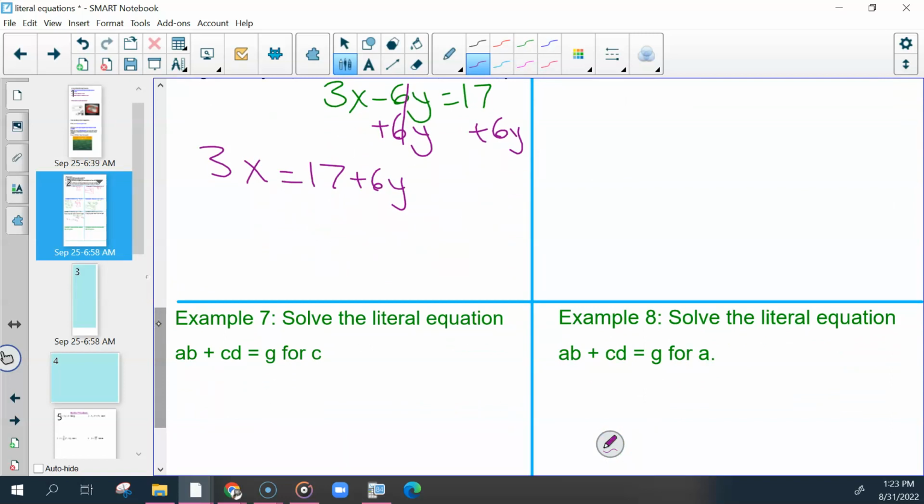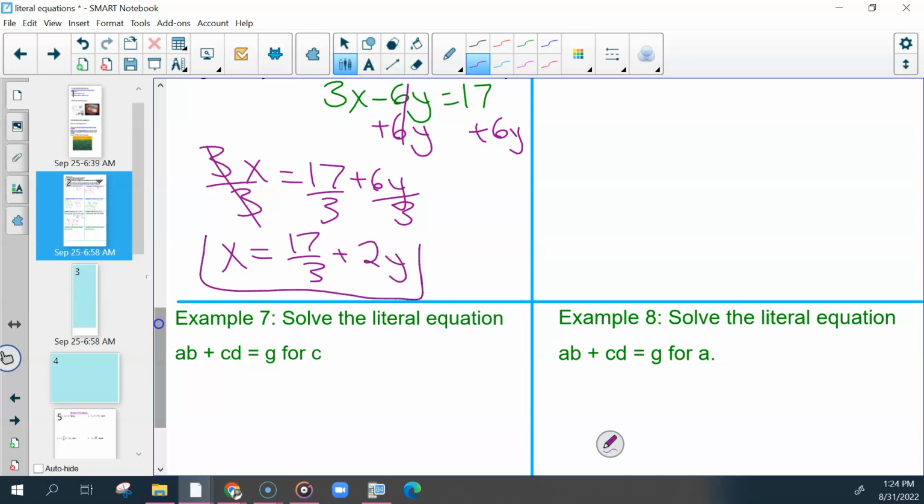And then to get x by itself, divide by 3. In this case, I am going to divide separately because I know that 6 is divisible by 3, so it's going to simplify. So these will go away, this will be x. 17 over 3 cannot simplify, so that's going to stay the same. But 6 divided by 3 would give us 2. So in this case, if I knew what y was, I could find my x, but I don't. So this is just going to stay like that.